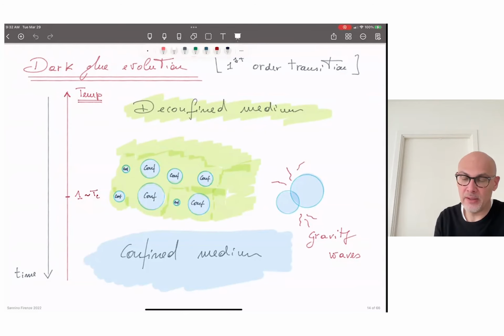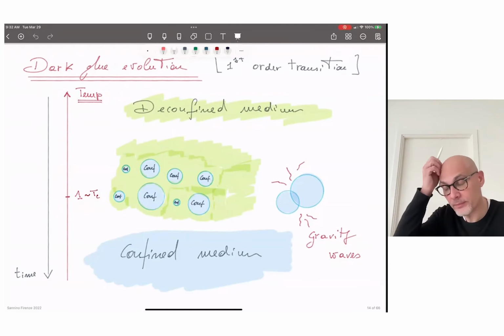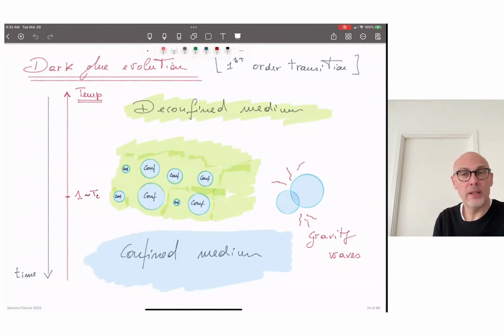Okay, so the right vacuum is inside these bubbles, and eventually they start expanding at the speed of light, and they will find each other, and they will leave some gravitational waves when they collide. And we finally, after this phase, enter the confined medium, where all the bubbles have basically coalesced in the new medium.